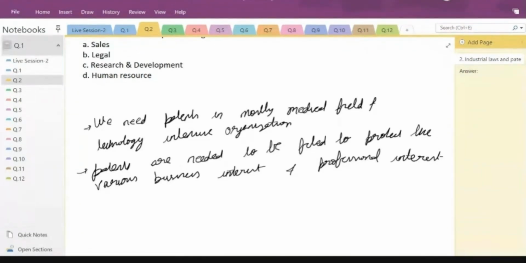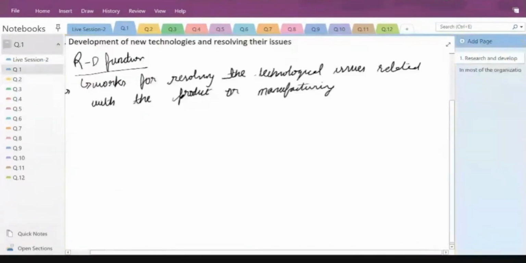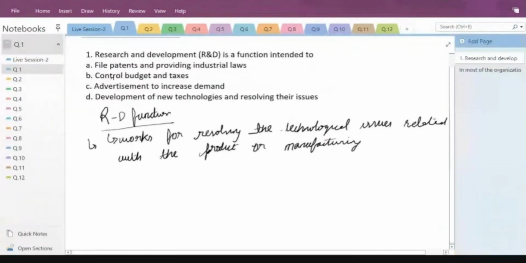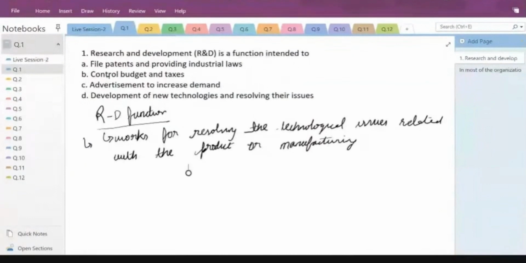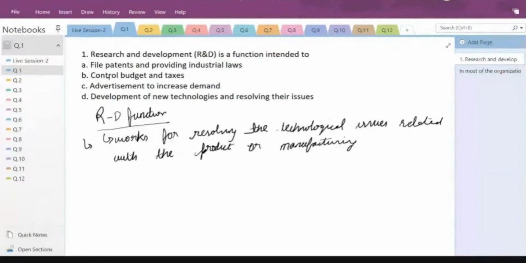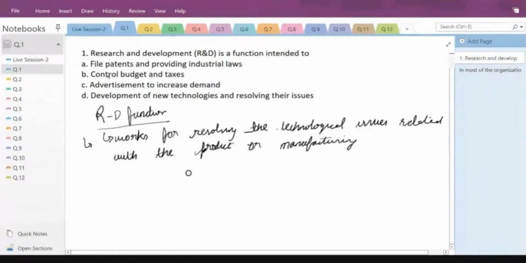Also, regarding the last question, R&D, as we discussed, is helpful in the development of new technologies and resolving their issues. And in R&D, a patent plays a very important role. Let's move on to the next question.